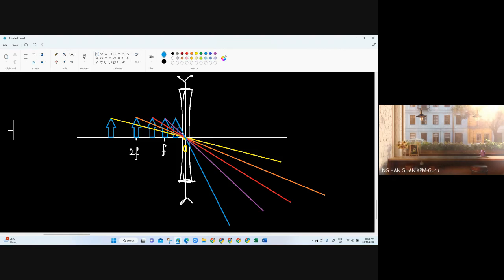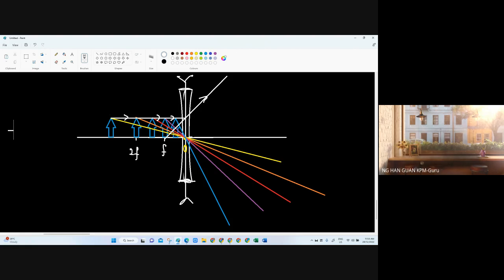Okay, so now the next one is from the top of the object, parallel with the principal axis. Now I use the white colors. Parallel with the principal axis. Remember just now I told you parallel with the principal axis here, right? Until hit the lens. So now we're referring to F. Just now because of convex lens, we're referring to F here. But now we're referring to this F, virtual F. So, but it still has to penetrate through. Then it means that it will be deflected away like this. So it means that it will go through this like that.